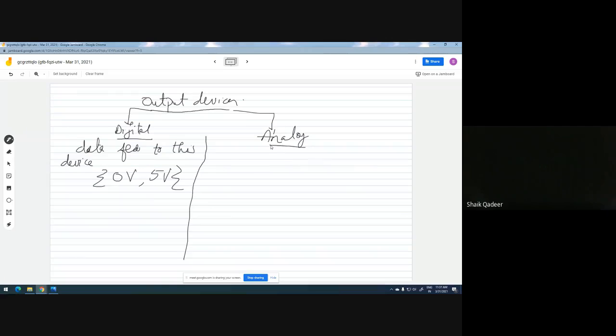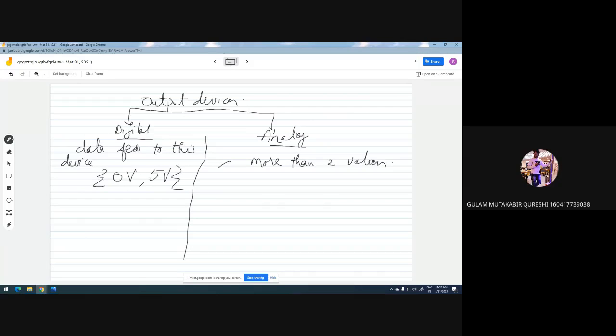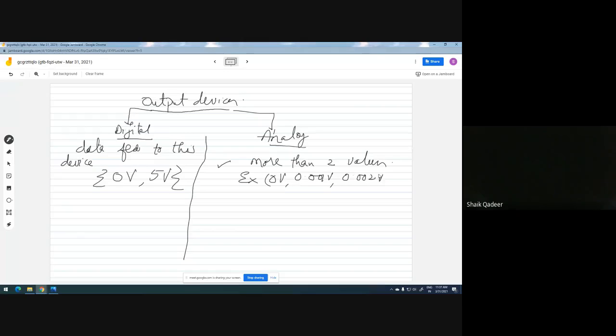How about analog? More than two. Example? 0 volts, 0.001 volt, 0.002 volts, 0.003 volts, and so on up to a maximum value like 5 volts. Is it okay? Yes, sir.